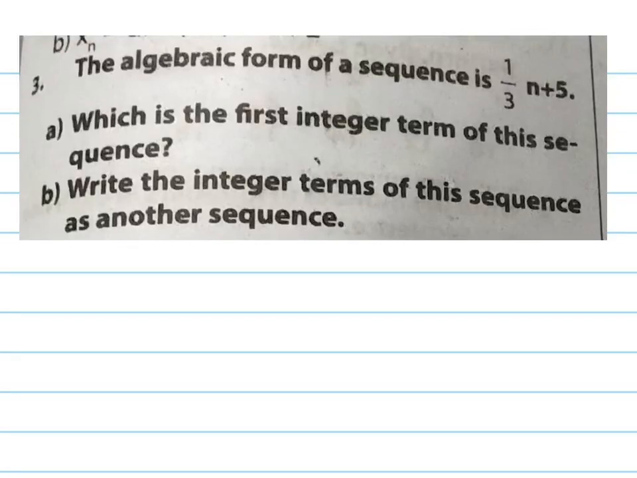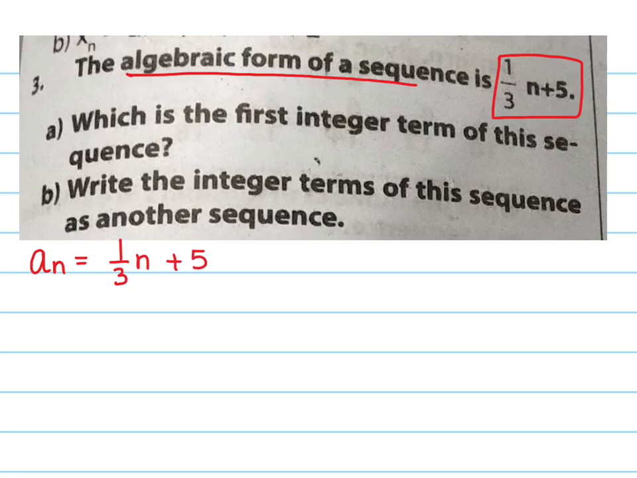In this problem, we are going to look at sequences. So the problem says that the algebraic form of a sequence is 1 over 3n plus 5. Let's write that down. So an is equal to 1 over 3n plus 5. It's asking which is the first integer term of this sequence.